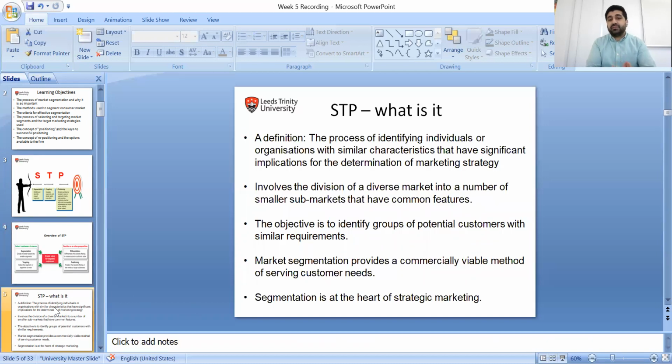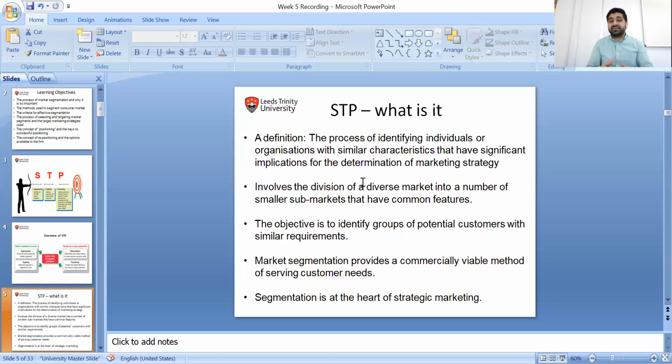So what is meant by STP? As I discussed, the definition is the process of identifying individuals or organizations with similar characteristics that have significant implications for the determination of market strategy. It involves the division of a diverse market into a number of small sub-markets that have common features. The objective is to identify a group of potential customers with similar requirements, as well as the market segments. They provide a commercially viable method of serving customers' needs and their demand.